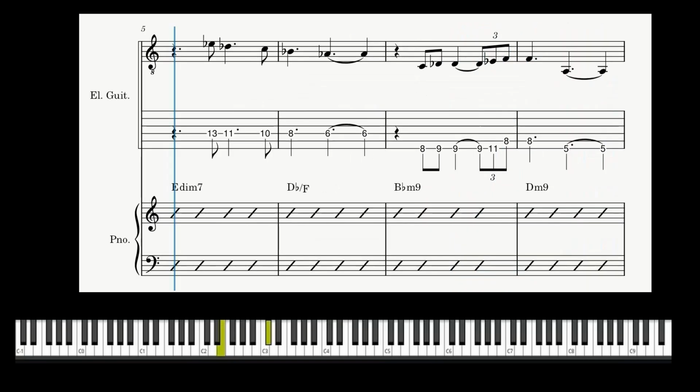It was all downward motion and sort of going back to falling into tune with this D flat over F. And then we actually go lower than we've ever been before with this B flat minor.